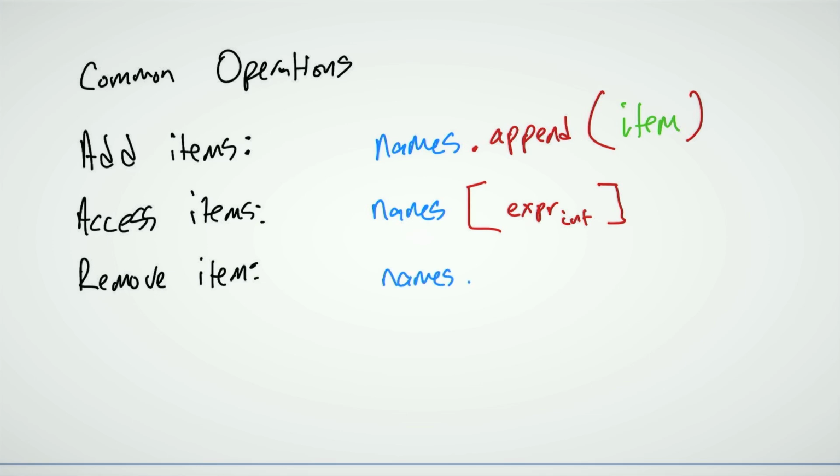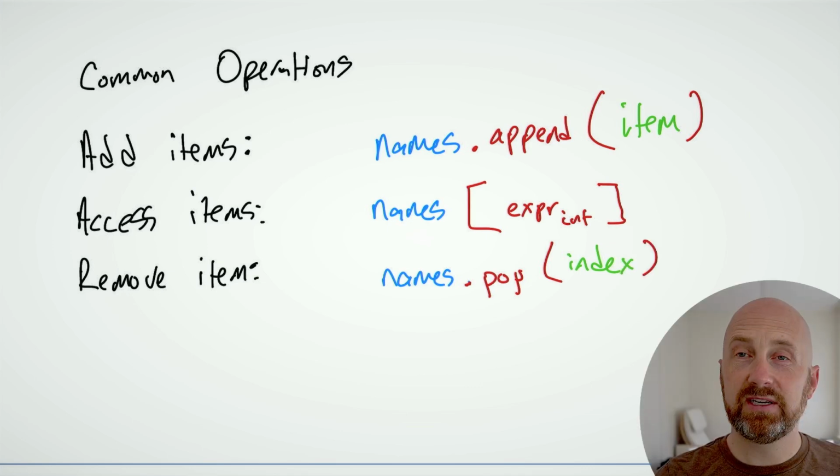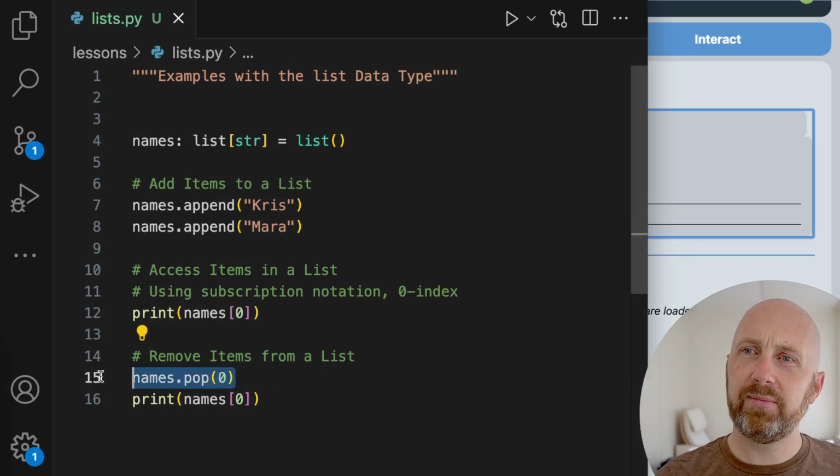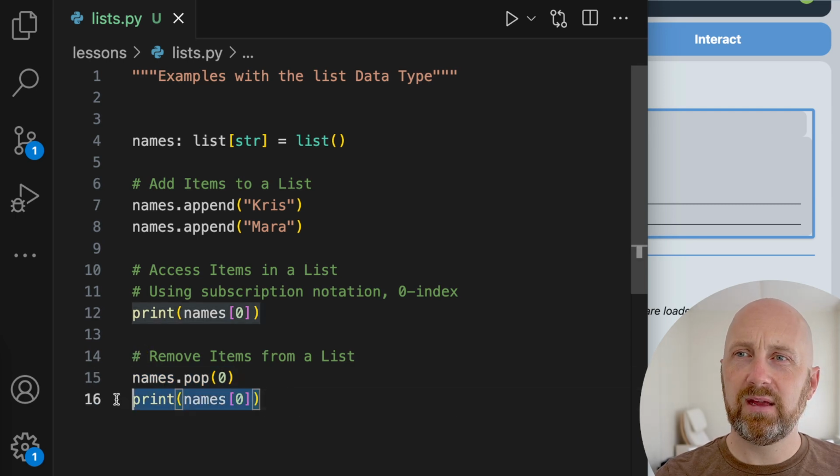And I'll write this method in red. And the index is what we specify as the argument here to indicate which index is being removed. Now, one of the things that's actually kind of interesting, we didn't see in our example, right? Because we popped, and I'm going to jump back over here. We popped index 0, and we didn't do anything with this method call. And then we printed names 0.